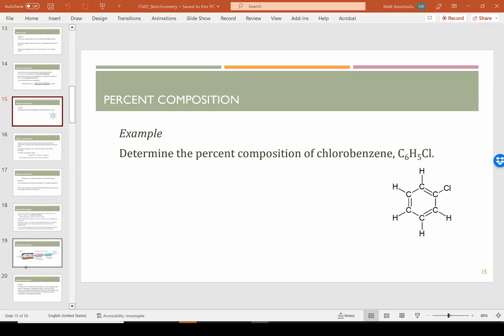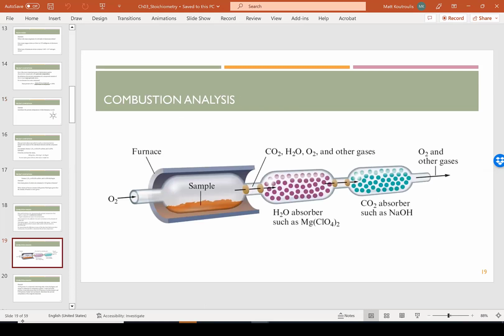So let's take a look at the apparatus, because it's important to understand the apparatus for this to work. The idea here is you take whatever sample you want. It's put in a special furnace. And then all these pieces here, although we're drawing them as glass, are probably special metal containers. These are pieces that can be attached on and off, okay?